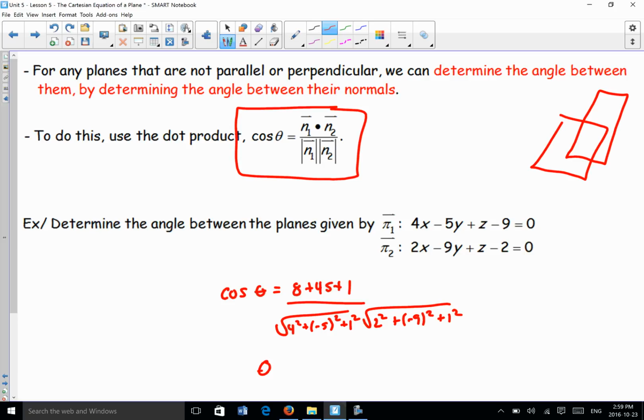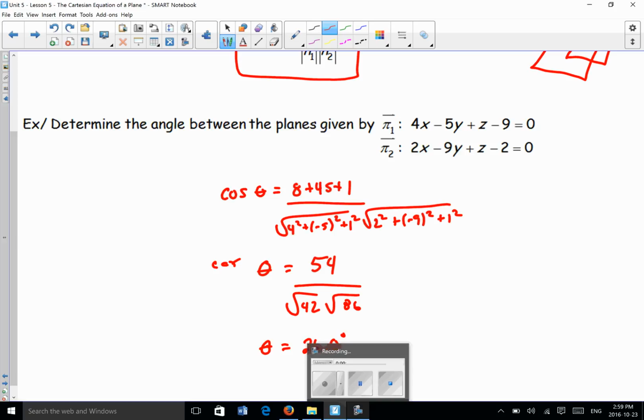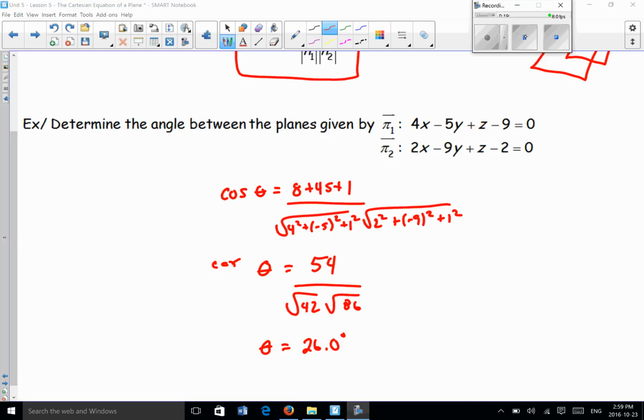And we'll get cos theta equals, on top, 54, and on the bottom we'll get the magnitudes of root 42 and root 86. And we'll take that all in our calculator and take the inverse of it, and theta comes out to 26. And just like lines, if we came out to an obtuse angle, we take the related acute angle. That's how we deal with angles between things. And that's planes.